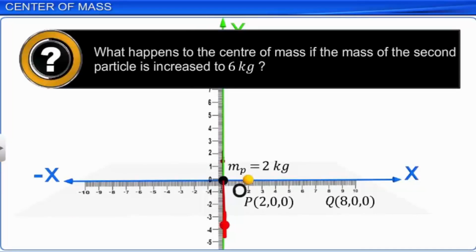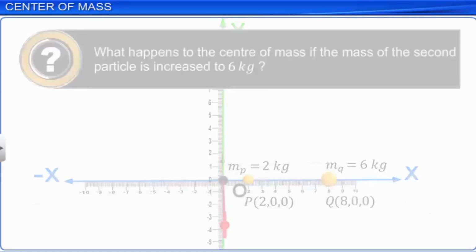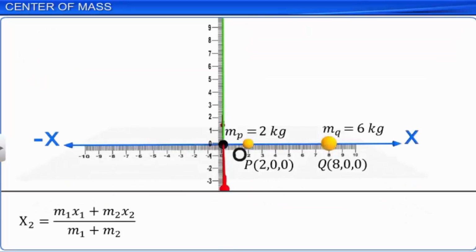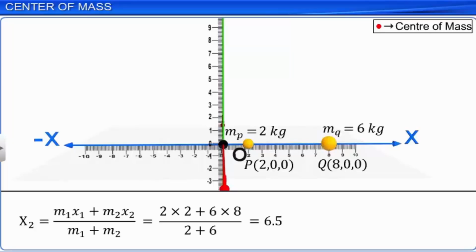x2 is equal to (m1 x1 plus m2 x2) by (m1 plus m2), which is equal to (2 into 2 plus 6 into 8) by (2 plus 6), equal to 6.5. The center of mass C2 (6.5, 0, 0) moves closer to the heavier mass.